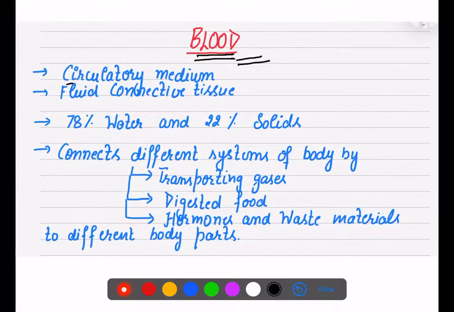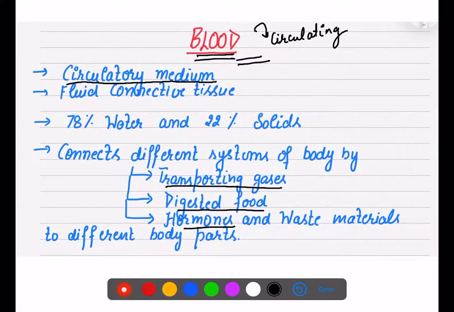Blood, as you know, is known as a circulatory medium, because blood transports gases, helps in transportation of digested food, and helps in transportation of hormones. So it is basically a circulatory medium which circulates so many things. And if we talk about tissue, you know that it is a connective tissue. Blood is a connective tissue, so it is known as fluid connective tissue.